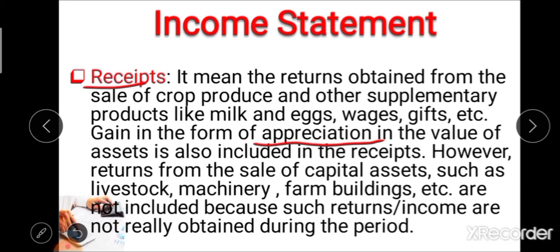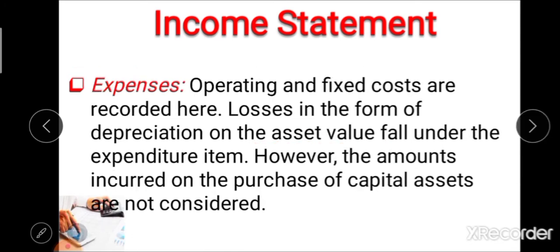So in short, this receipt is the income generated during a period from selling different farm products like crop yield, milk, eggs, wages, gifts, etc. This is the first component of income statement, that is receipt. After receipt, the next component is expenses.